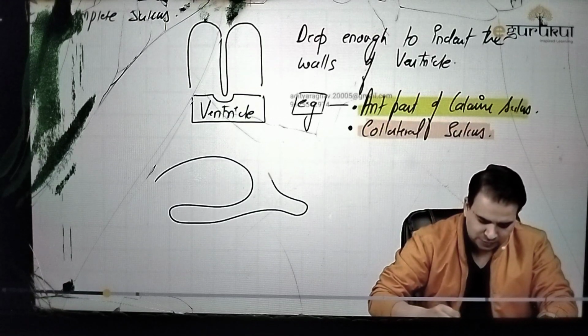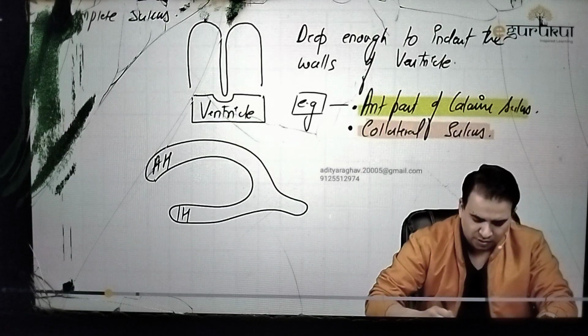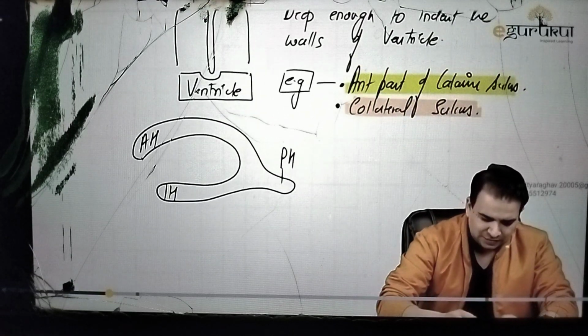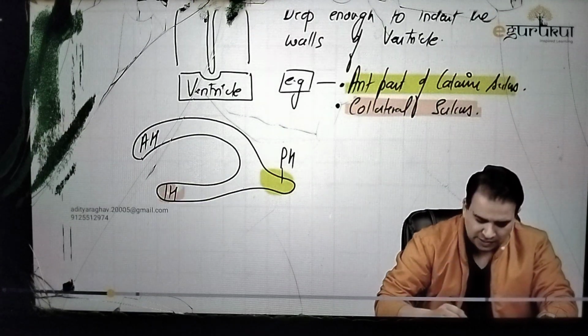Now, if I have to show you what exactly they are indenting, we are still supposed to discuss this ventricle in a while. But look at this. If this is a lateral ventricle, and we know the lateral ventricle has this anterior horn, an inferior horn, and this is the posterior horn. So this calcarine sulcus, if I go with the color code, the anterior part of the calcarine sulcus will indent the posterior horn, and the collateral sulcus will indent the inferior horn of the lateral ventricle.